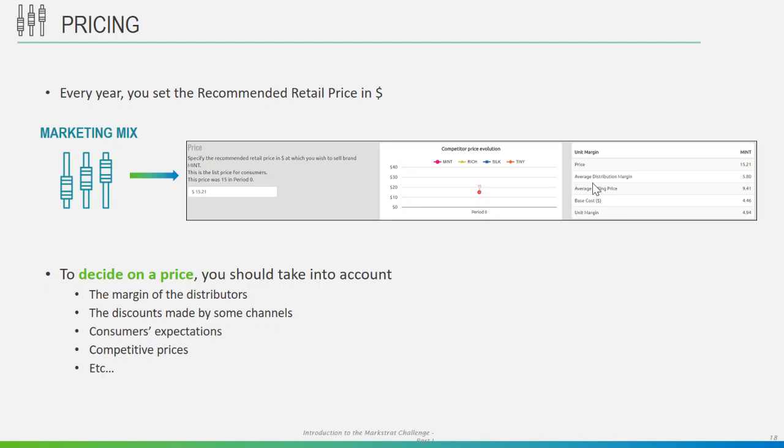Okay, but the money you actually get depends on distributor discounts, first of all. So some retailers may say, well, I'm going to take 10% off that MSRP, and that's the price I'm going to charge to the consumer. So that's going to reduce the amount of money you make per unit sold.